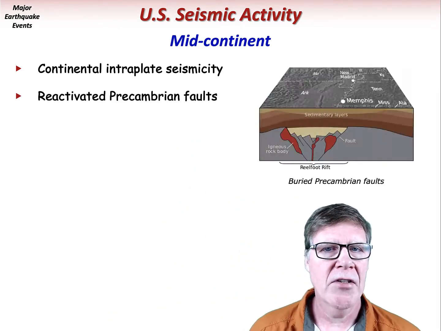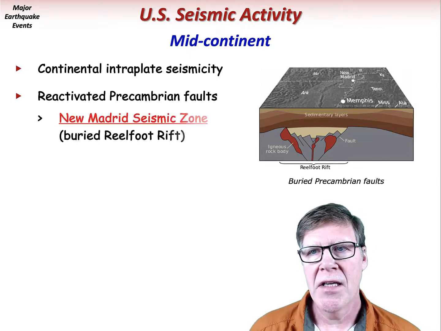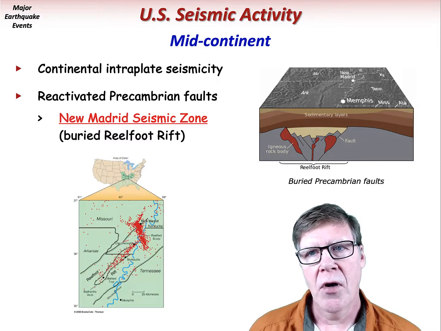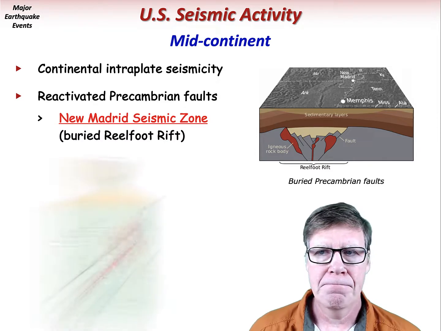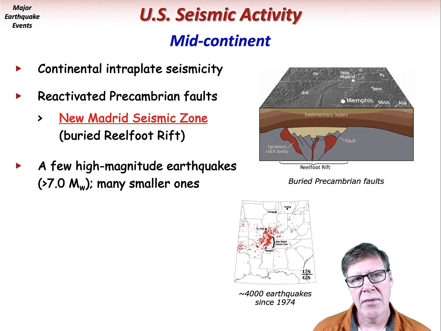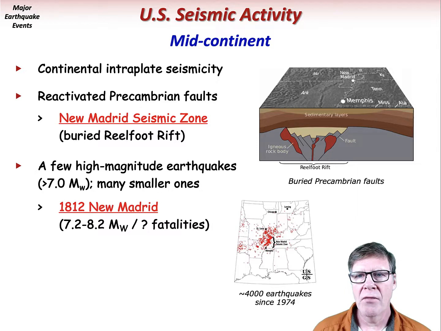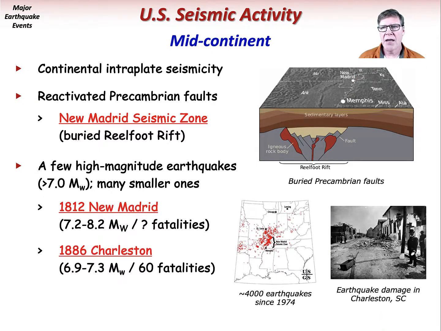The mid-continent region of the United States experiences a great many earthquakes. This intraplate seismicity is due to reactivation of Precambrian faults buried beneath younger rock layers at or near the surface. An example is the New Madrid seismic zone, which exists due to fault movement related to the buried Reelfoot Rift. A few high-magnitude earthquakes greater than 7.0 have also occurred in this region, along with thousands of low-magnitude earthquakes in the past several decades alone. The 1812 7.2 to 8.2 magnitude New Madrid earthquake and the 1886 6.9 to 7.3 magnitude Charleston earthquake were the most powerful earthquakes ever recorded in the eastern United States.